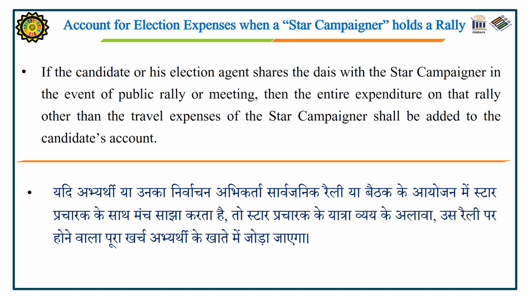Account for election expenses when a star campaigner holds a rally. If the candidate or his election agent shares the dais with the star campaigner in the event of a public rally or meeting, then the entire expenditure on that rally, other than the travel expenses of the star campaigner, shall be added to the candidate's account.